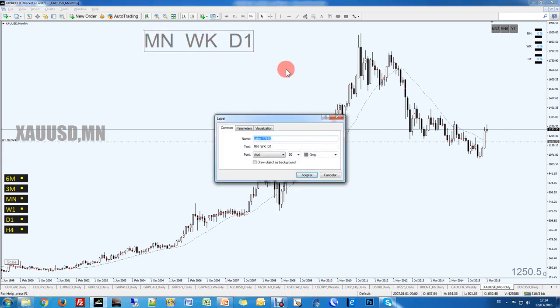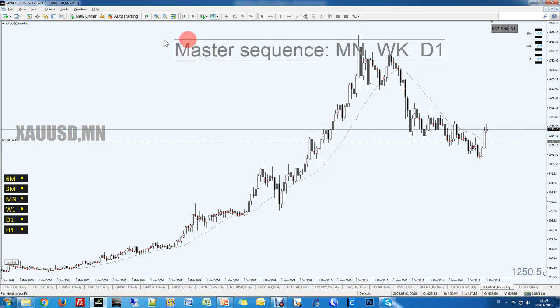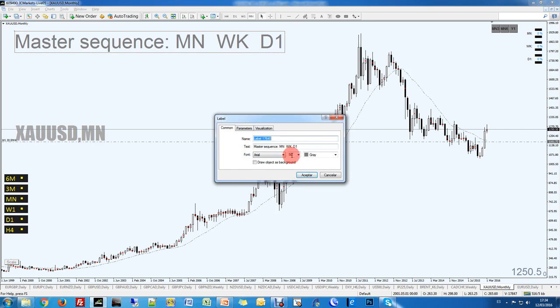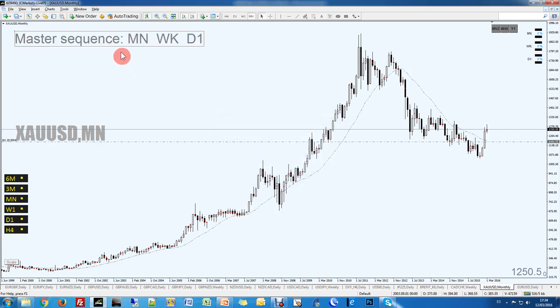This is the main sequence. I'm going to label here my main sequence, or let's say master sequence. Okay, this is the master sequence that I'm using. I'm going to make it like 35. The one I'm using for my trading. So the monthly will tell me the direction, and even the weekly.